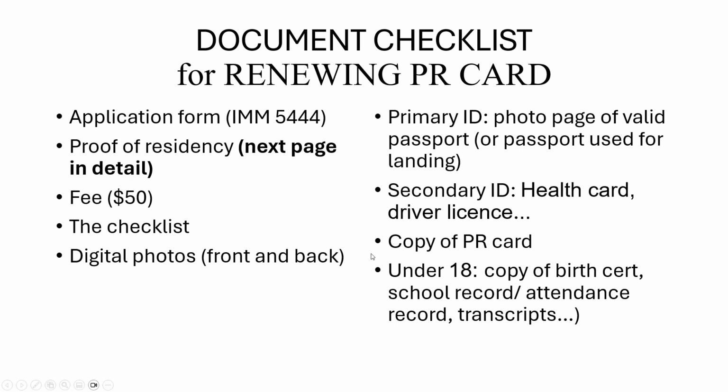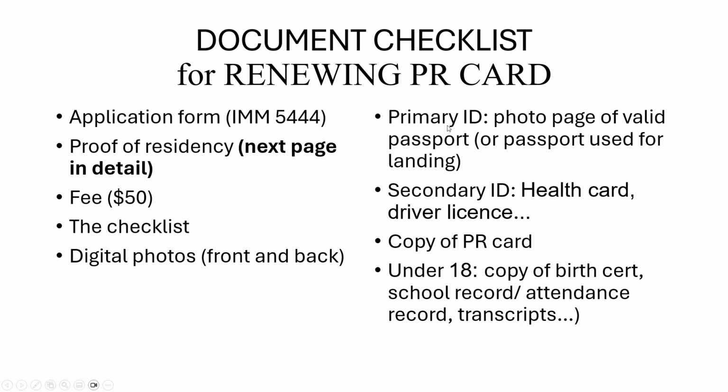As you can see on the screen, that is the document checklist for renewing the PR card. You will need to fill out the application form. The form here is called IMM 5444. Then you will need to provide the IRCC with 2 pieces of proof of residency. We'll discuss more about that on the next page in detail. The fee is $50. The document checklist includes the digital photos, at the front and at the back. The back means that the photo store's contact information.